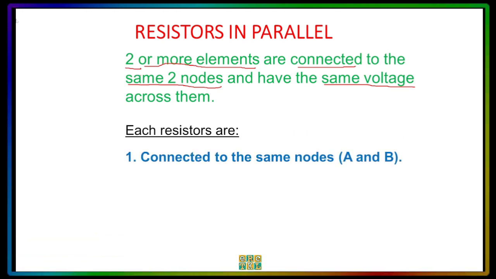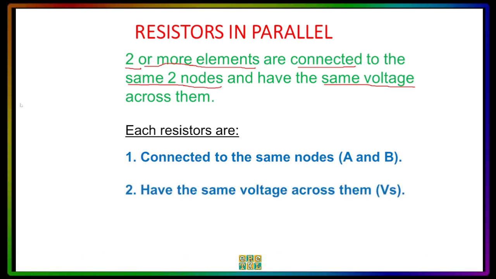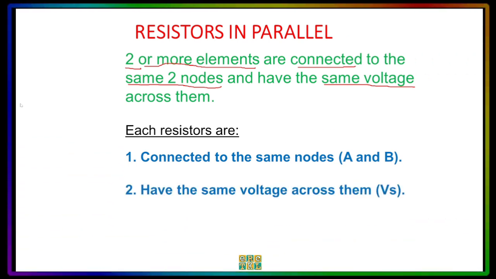Now, each resistor is connected to the same nodes. It can be called node A and node B. And number two, they have the same voltage across them, which is equal to the voltage source Vs.